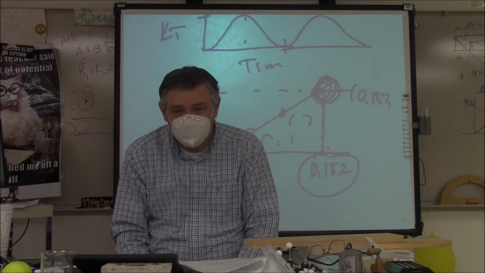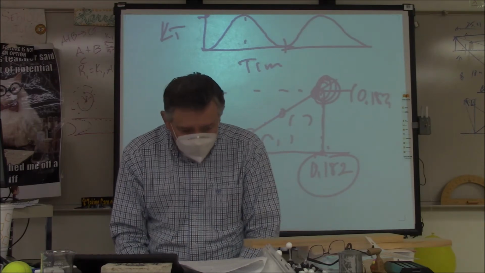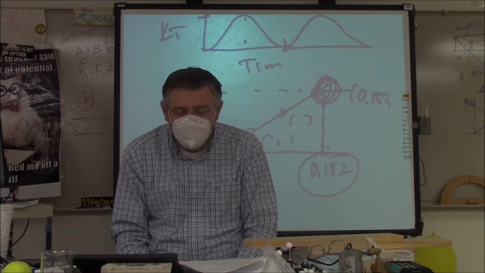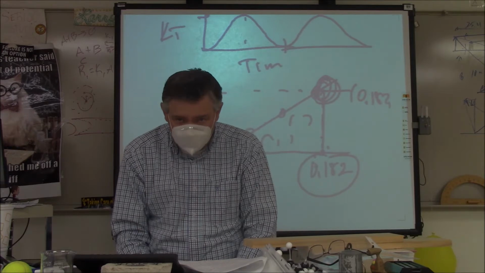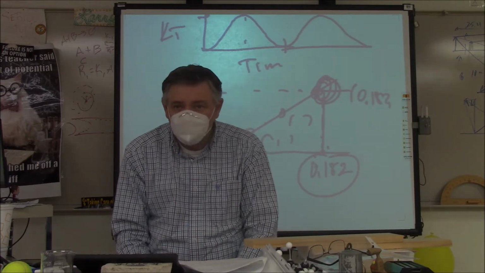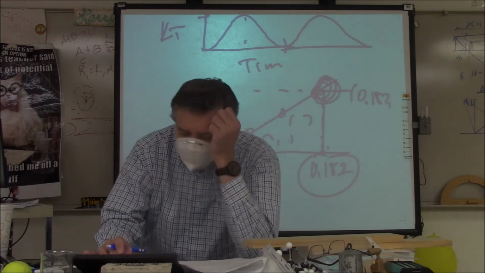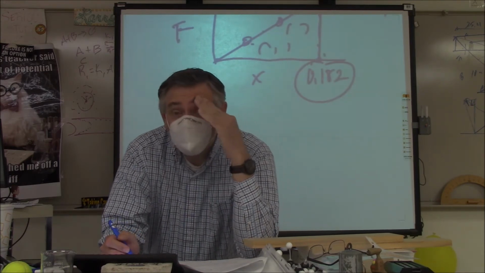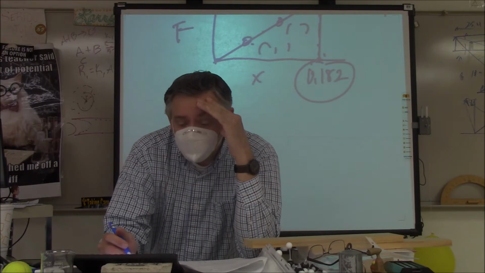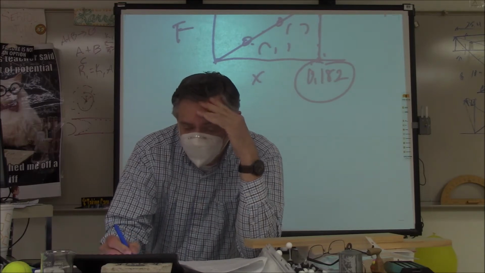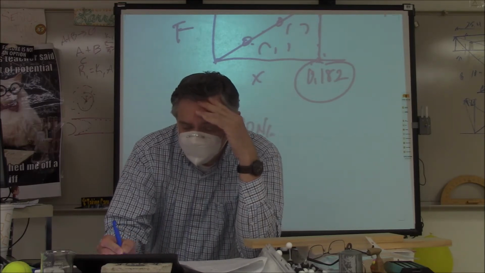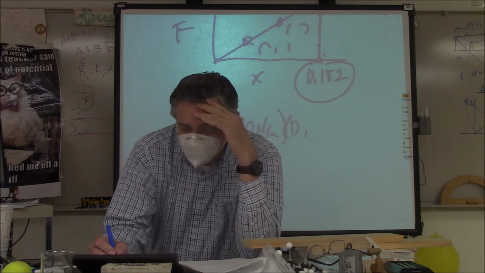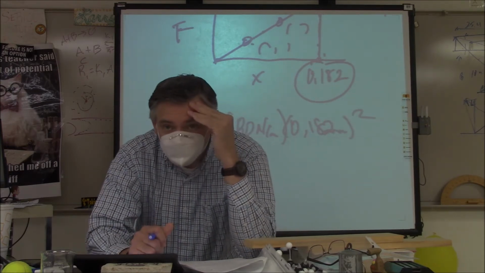Kara? So, on 7, you wanted us to use 1/2 kx squared, right? Yes. Okay. And so what did you have for your slope? My k value? Yeah. 80. Okay, so you have 1/2 times 80 newtons per meter times 0.182 meters squared. Okay.